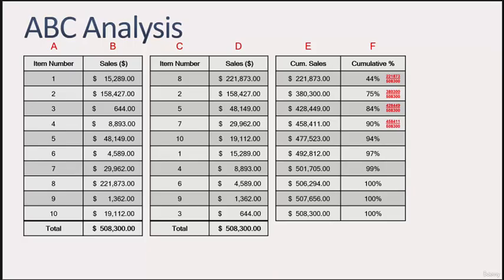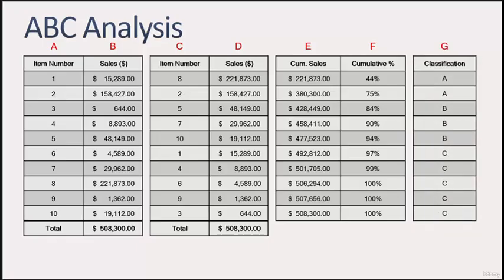In the second position, you take $380,300 divided by $508,300, gives you 75%. I think you get the idea. I show you a couple more examples and you can do the rest on your own. As you can see towards the bottom of the list, the cum sales percent reaches 100%, and that should be no surprise. The next step is to assign the inventory classification to each item, which I have done in column G. The first 2 items are classified as A's, the next 3 are B's, and the rest are C's.